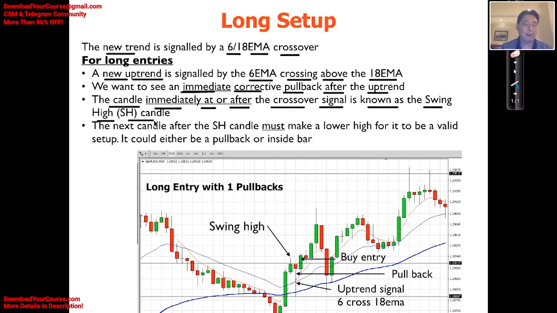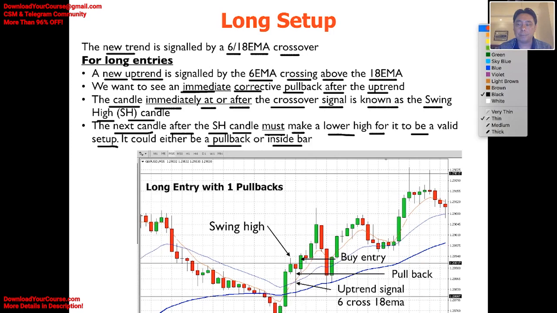Follow me for a while, okay? And the next candle after the swing high candle must, I say must, make a lower high for it to be a valid setup. And this lower high candle could be a pullback or an inside bar. Now, let me draw it up for you so you can better understand.